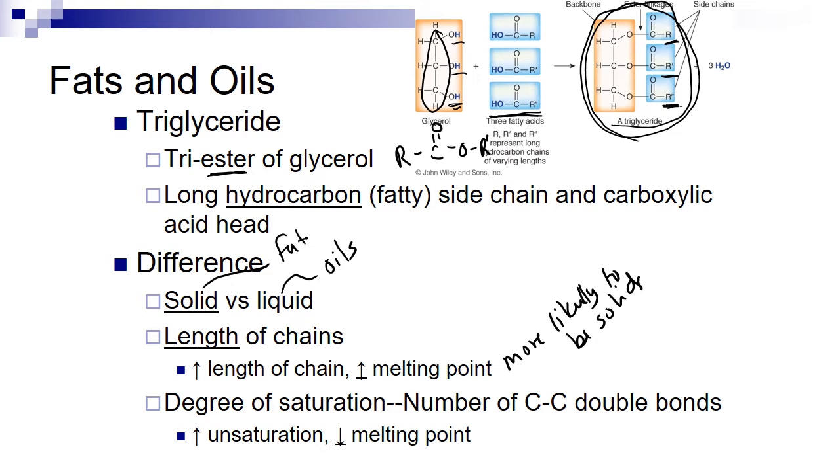Now on the bottom it says if you increase unsaturation, so that means if you increase the number of double bonds, it says it decreases the melting point. That means it's more likely to be a liquid. It's more likely to be oil instead of a fat, a liquid instead of a solid. Okay, we'll get into that a little bit more over the next couple of slides.